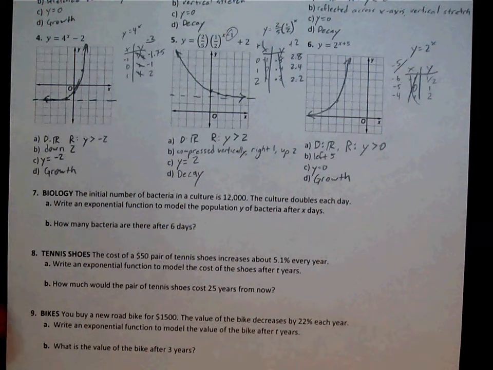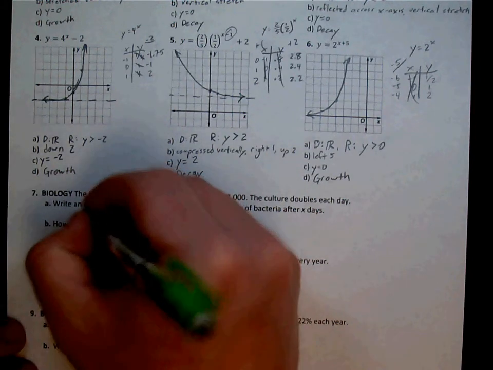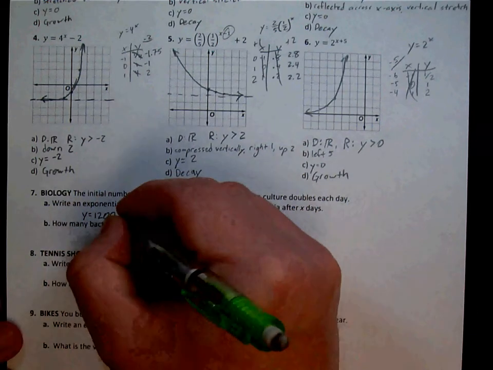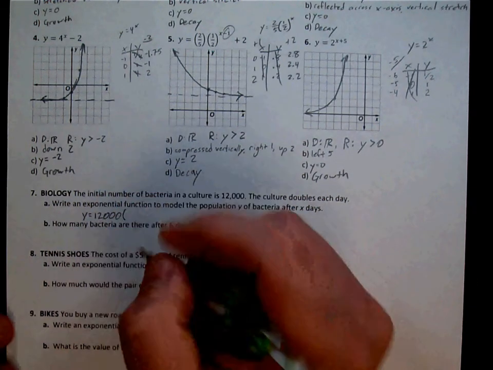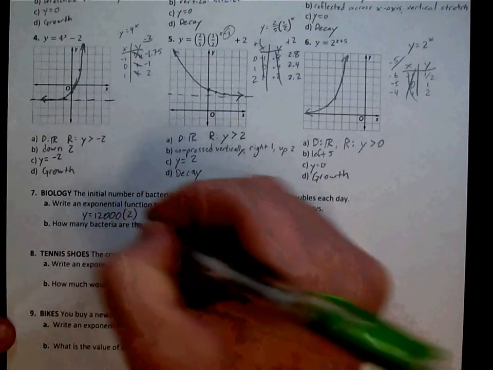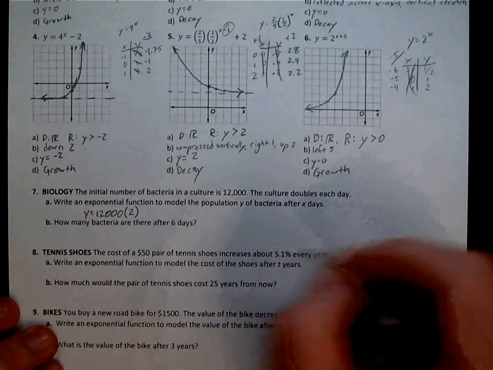Okay, then we get into word problems. Initial amount, 12,000. It doubles, so it's growing each day. Exponential function. So our growth factor, it's doubling, or it's growing by 100%. We're multiplying it by 2. Our growth factor is 2. It would have been, when we do 1 plus 100%, so 1 plus 1 equals 2. That's our growth factor there.